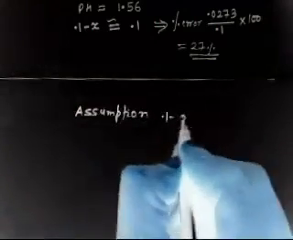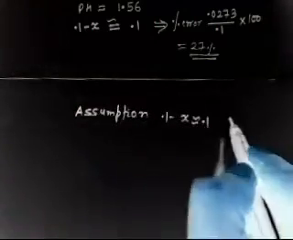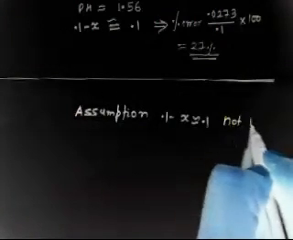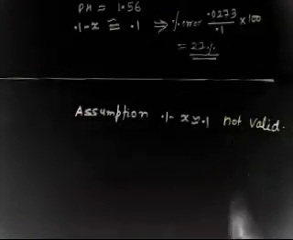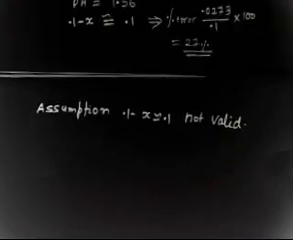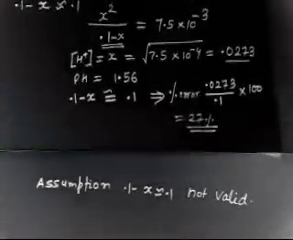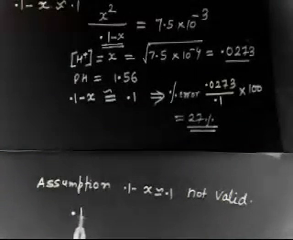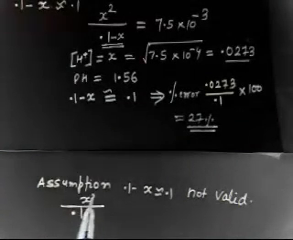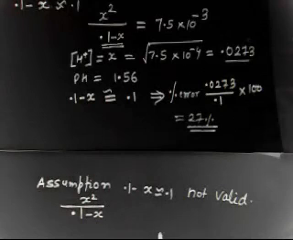Assumption 0.1 minus x is approximately equal to 0.1 is not valid. Are you getting? So I have to solve the quadratic equation. Slightly difficult task. So I have (0.1 minus x) square divided by 0.1 minus x. This should be equal to Ka.